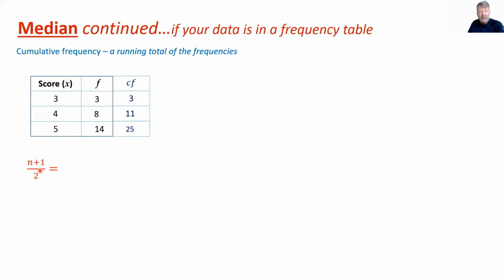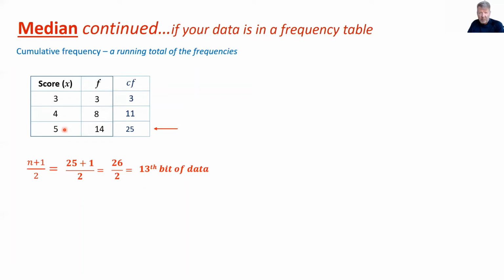Now, we're still going to use our n plus 1 formula, n plus 1 over 2. How many bits of data do we have? We have 25. So it's 25 plus 1 over 2, which is 26 over 2. Which is our 13th bit of data. Now, this is a bit we have to look for. Our 13th bit of data is in here, but that says 25 and that says 14. Let's have a look. We've got 3 to there. We've got 11 to there. So all up in here, we've got 11 bits of data. Think about it. 12, 13 comes straight after 11, doesn't it? So that's going to be in this column.